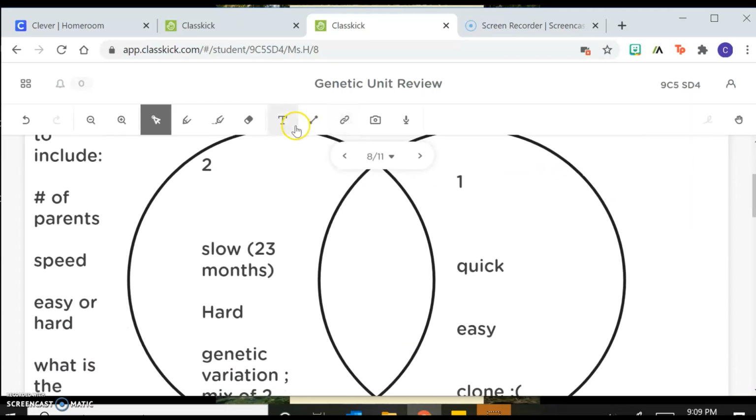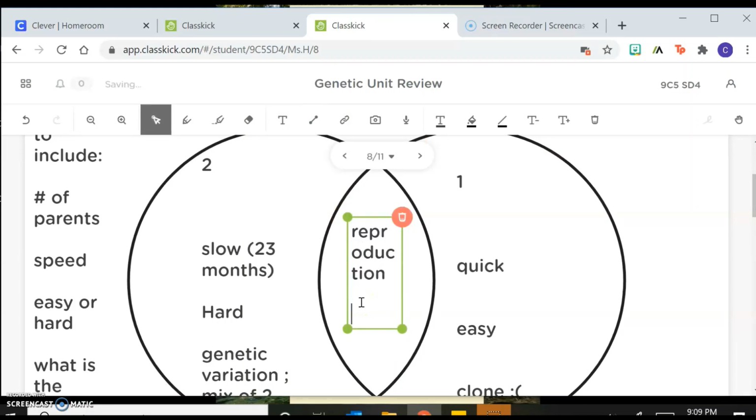Now, what do they have in common? Well, obviously, they're making an offspring, so it's reproduction, because that's what we're learning about. But also, no matter what, you still get the traits from your parents.